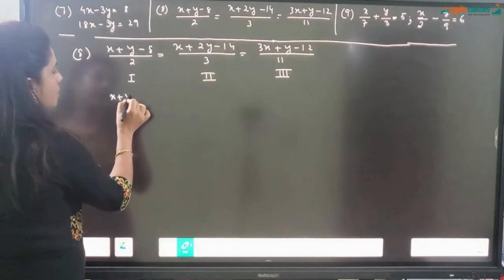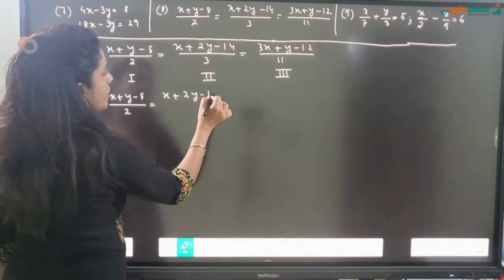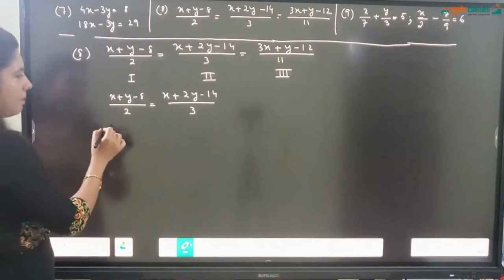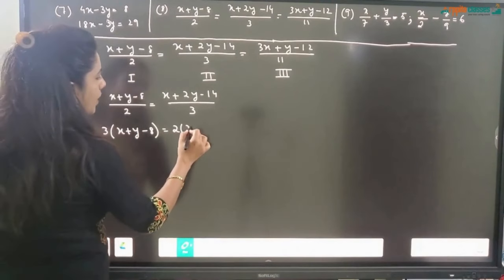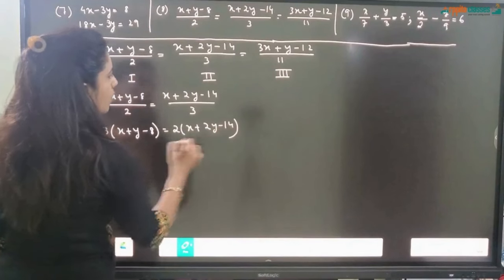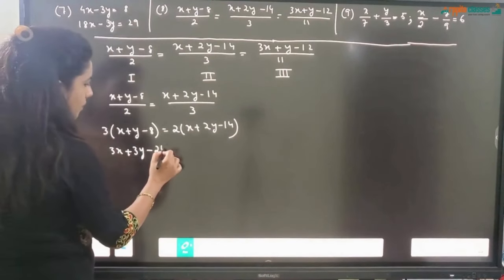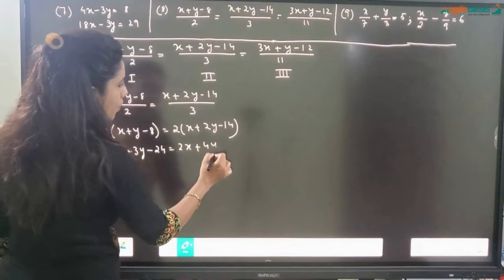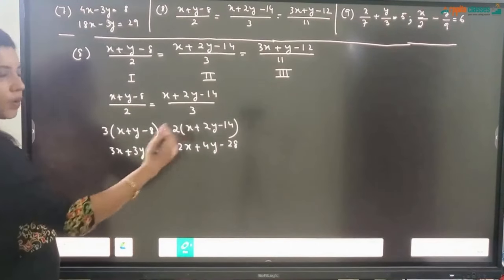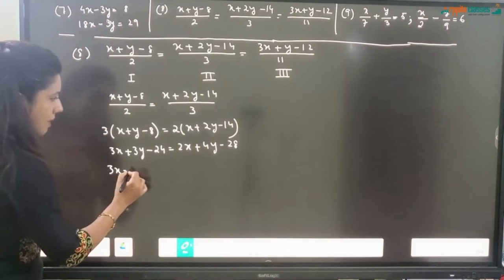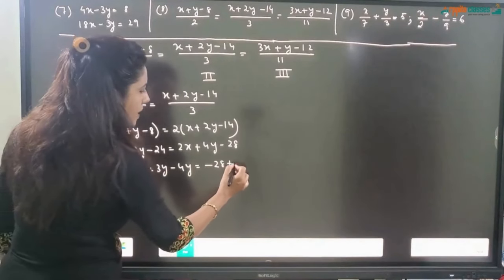So I write (x + y - 8)/2 = (x + 2y - 14)/3. Now we cross multiply. So 3(x + y - 8) = 2(x + 2y - 14). So now here 3x + 3y - 24 = 2x + 4y - 28. Now I get the x and y quantities on the same side and the constant on the other side. So this is 3x - 2x + 3y - 4y = -28 + 24.